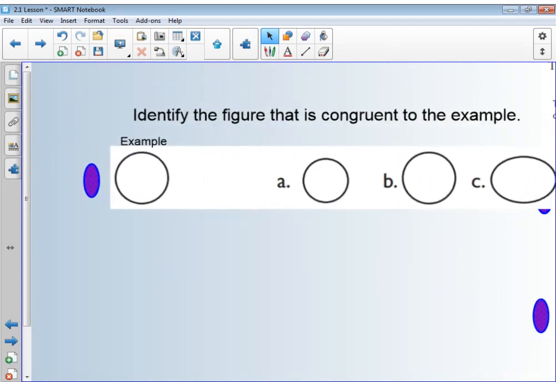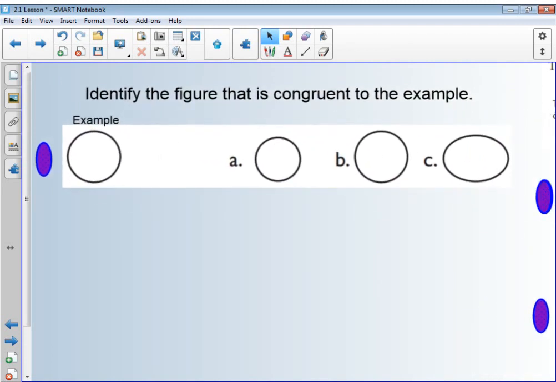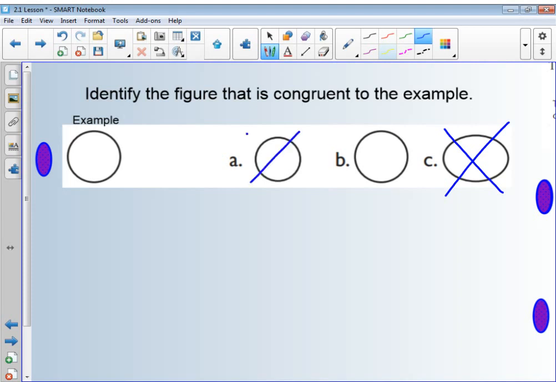So congruent figures can be rotated. Let's try another one. Identify the figure that is congruent to the example. So congruent, well, it has to be the same shape. So we can eliminate C because that's an oval versus a circle. And it has to be the exact same size. So A is smaller, so it would be figure B.